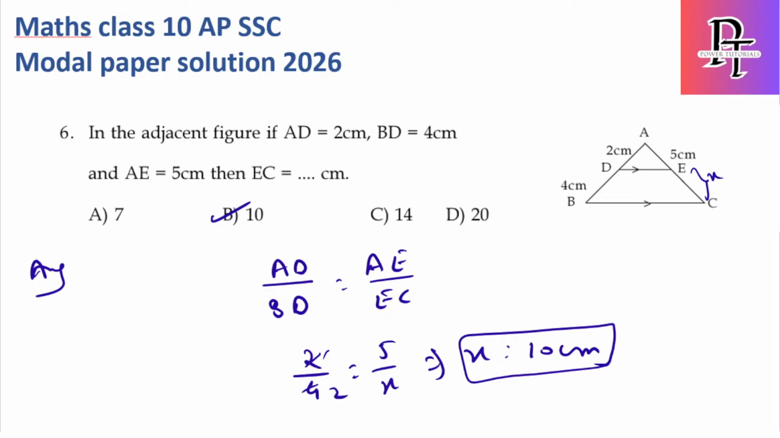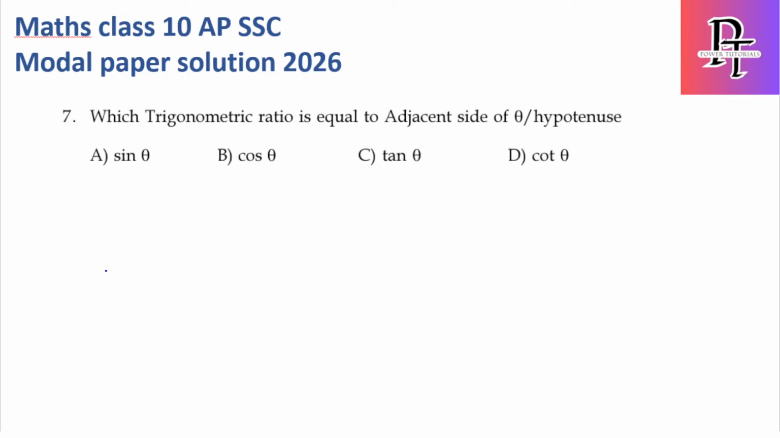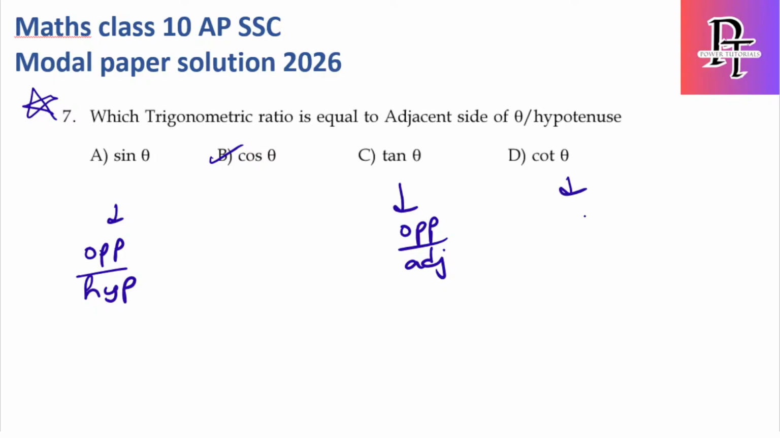Okay, let's move to the seventh one. Which trigonometric ratio is equal to adjacent side by hypotenuse? So this is also very important. This type of question will be coming again for sure. Adjacent by hypotenuse is nothing but cos theta. For sin theta, it should be opposite by hypotenuse, whereas tan should be opposite by adjacent. What about cot? It should be adjacent by opposite. Make sure to practice all this: sin is opposite by hypotenuse, cos adjacent by hypotenuse, tan opposite by adjacent, and cot adjacent by opposite.